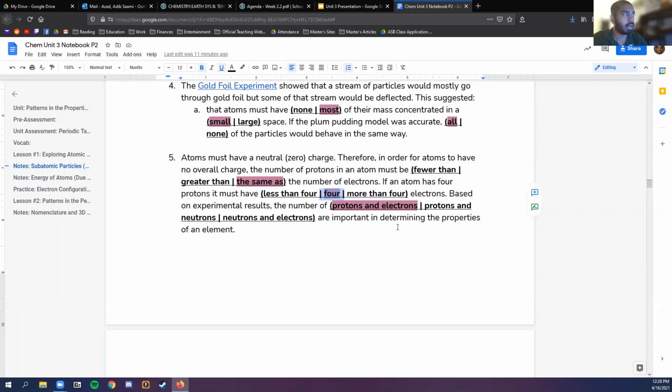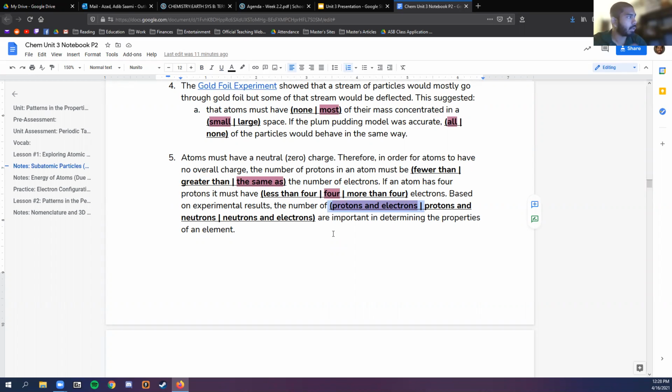And so what it comes down to when we're talking about the properties of an element, it really is dependent on these charges, those positive and negative charges. Neutrons are important, don't get me wrong. Everything's important. But if you had to prioritize, it's the protons and especially those electrons that become very important in determining elements and whether or not those elements will react.